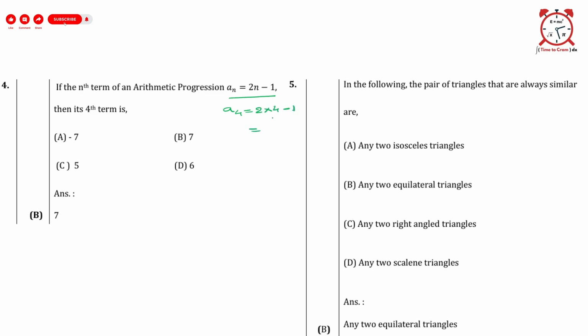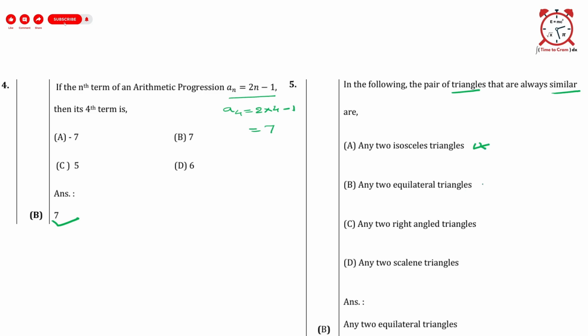So 4 to the 8 minus 1 equal to 7. So our answer is 7. Next question, in the following pair of triangles that are always similar are dash. So isosceles triangles we could not say, because in isosceles triangle we have issues about the third side. So this answer will not come.